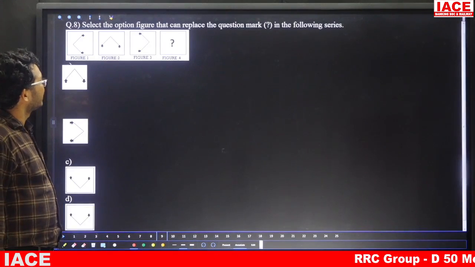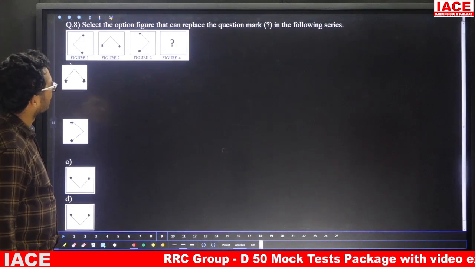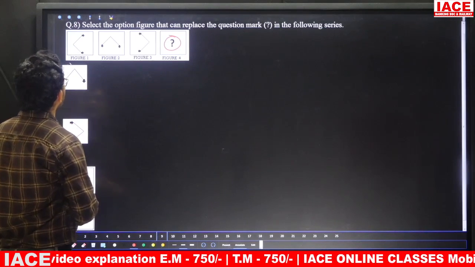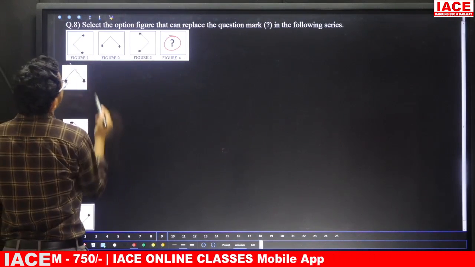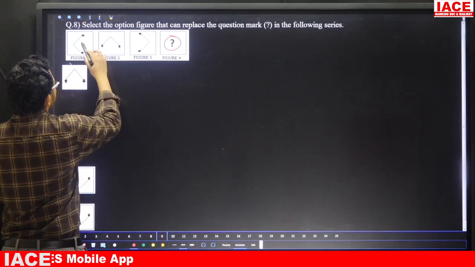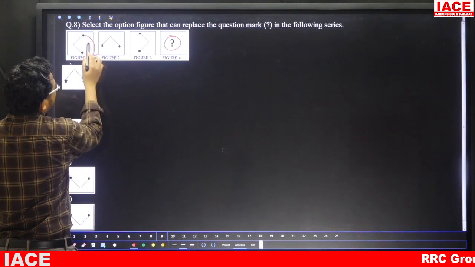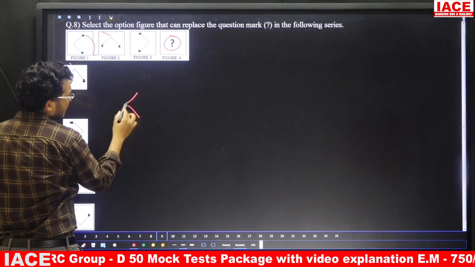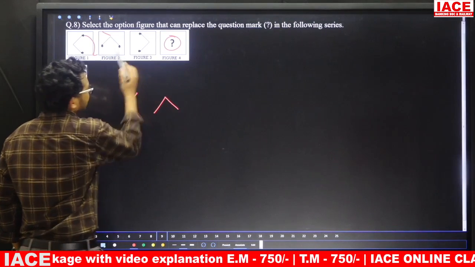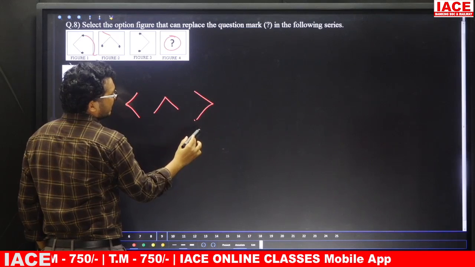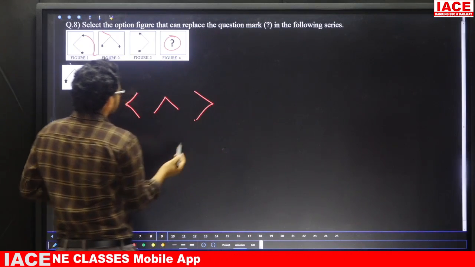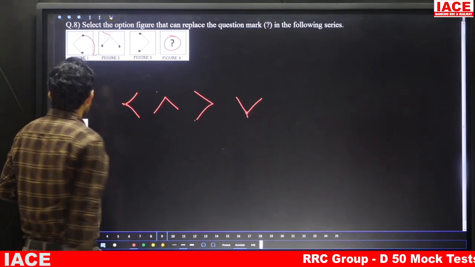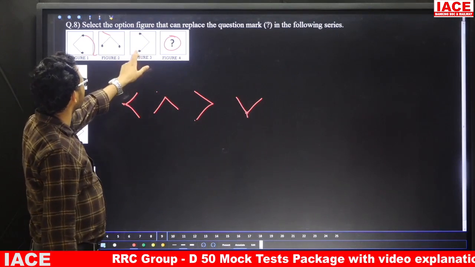Question number 8. Select the option figure that can replace the question mark in the following series. Now we are going to replace this question mark. Friends, observe how they are given here. That means it is rotating 90 degrees clockwise. Again 90 degrees clockwise, again 90 degrees clockwise. First upside, next right side, next it should be downside, but these arrows are on the same side.